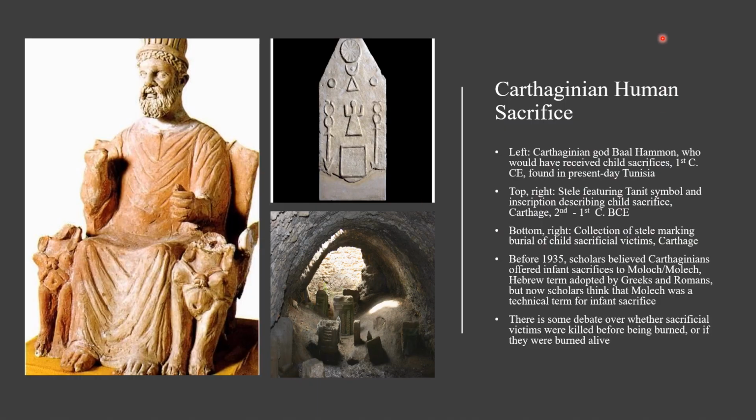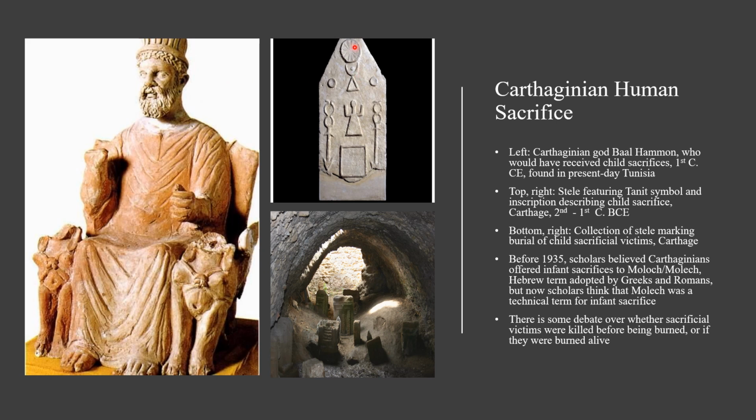Some more points about the Carthaginian religion and about child sacrifice. This is Baal Hammon, kind of the king of the Carthaginian pantheon, somewhat similar to Zeus, but with some differences as well. He is the husband of Tanit. He's one of the gods that would have received child sacrifices.